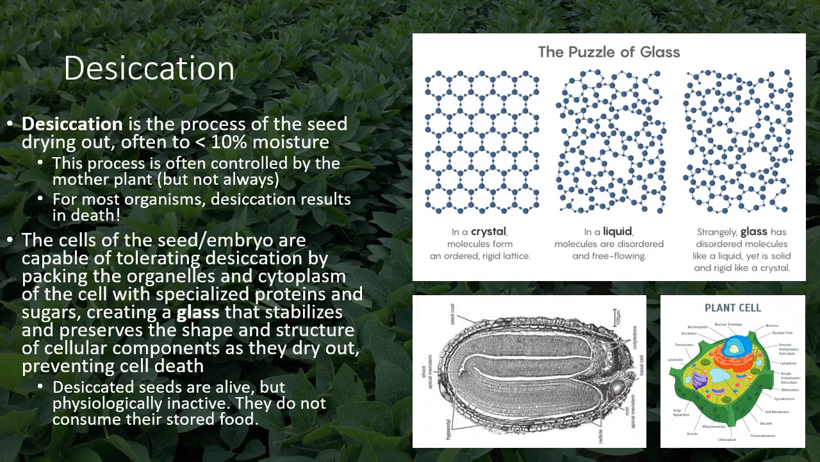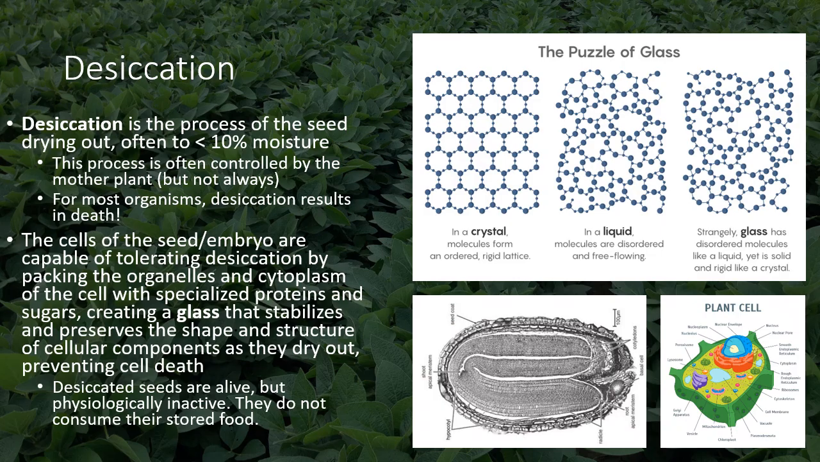So basically, the cell is packing in a bunch of proteins and sugars and creating this disorganized but stable solid to preserve all of its organelles. It's basically just stuffing the contents of the cell with proteins and sugars so that it can survive drying out without dying.